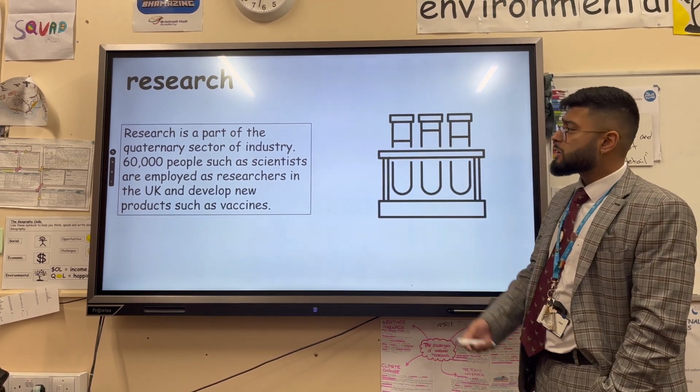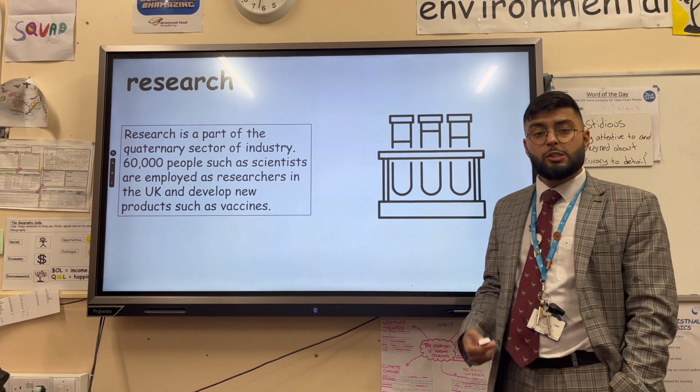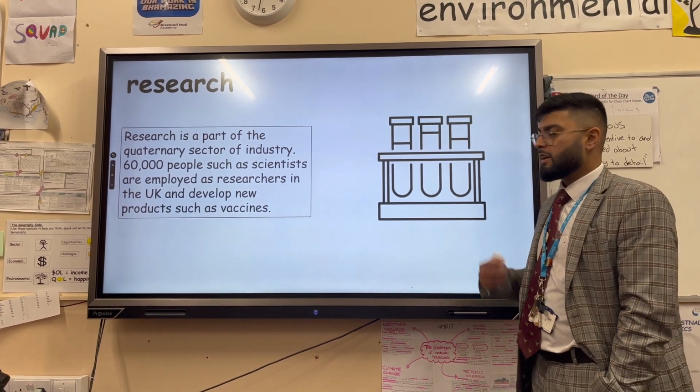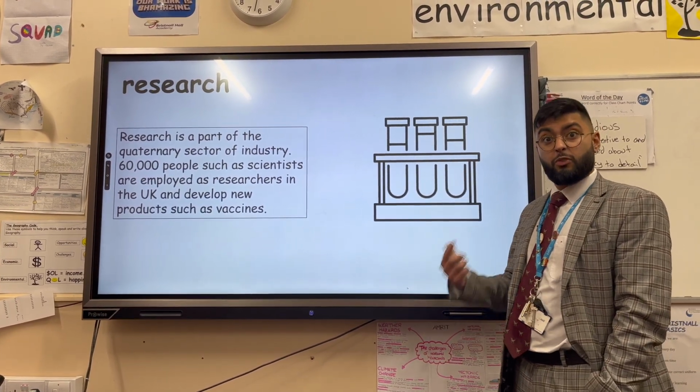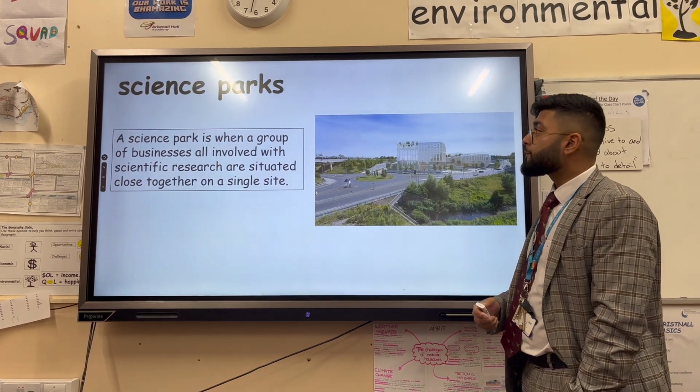Research, so that's part of the quaternary sector of industry. So 60,000 people are employed as scientists or researchers in some kind of way, generally improving products or finding or making new ideas.